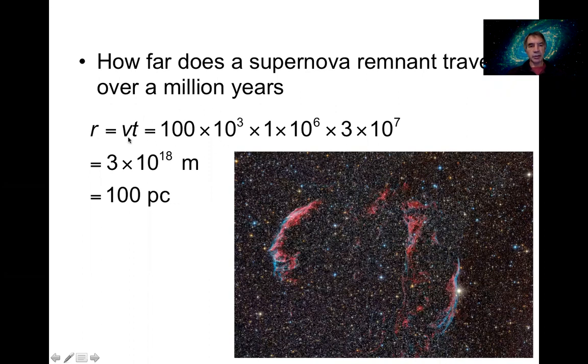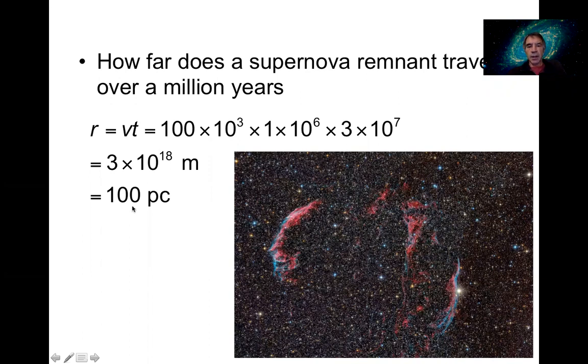So obviously the distance is just velocity times time. You've done this a few times now, but it's always good to put the numbers in for yourself. So here you go with 100 kilometers per second for 1 million years, and here's seconds in a year again. So that gives 3 × 10¹⁸ meters, or about 100 parsecs.